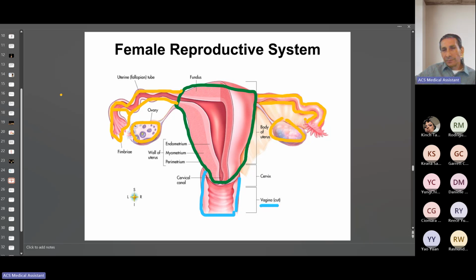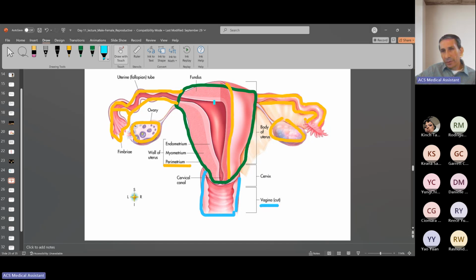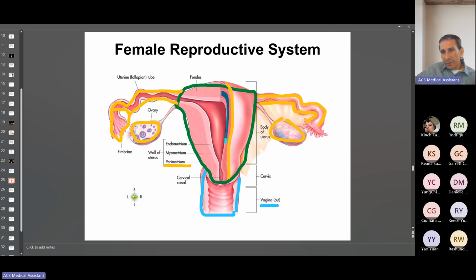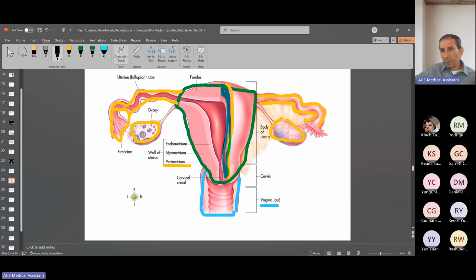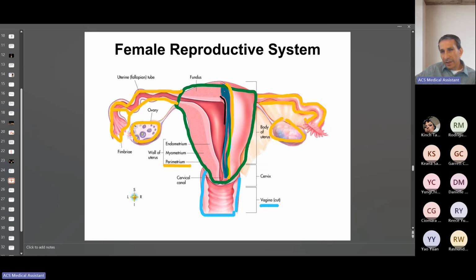So we're going to start with the outer side, this one. This is called the perimetrium. The middle layer, let's put it this color, is the myometrium, which is myo, muscle. And then inside, we're going to have the endometrium. So these are the 3 layers: perimetrium, myometrium, endometrium. And these are the layers of the walls of the uterus.